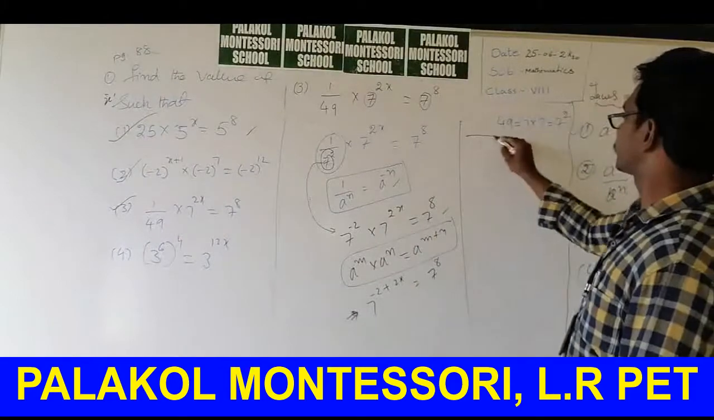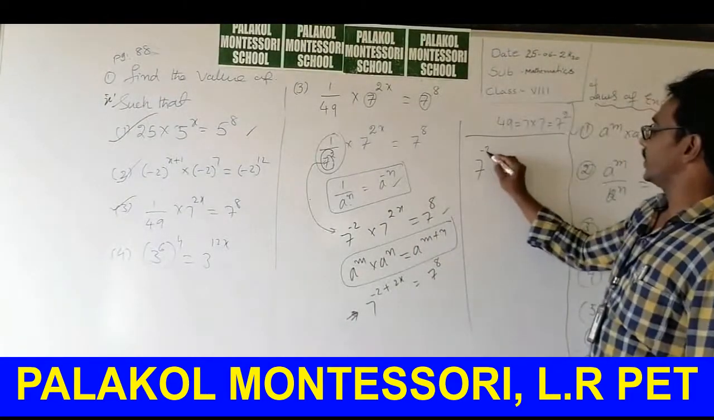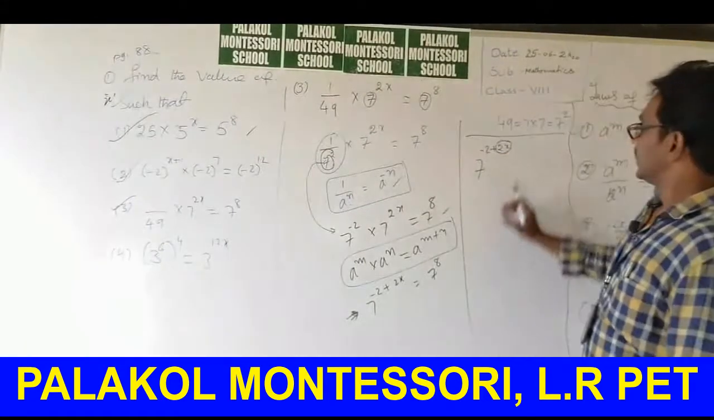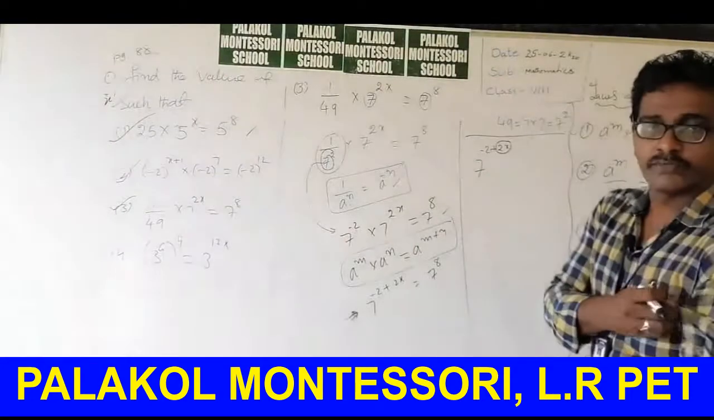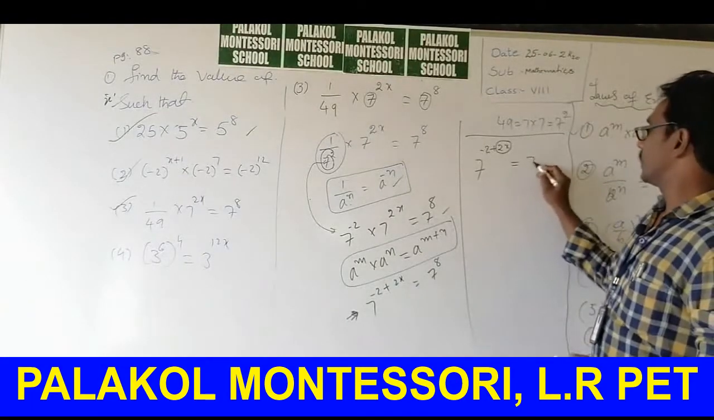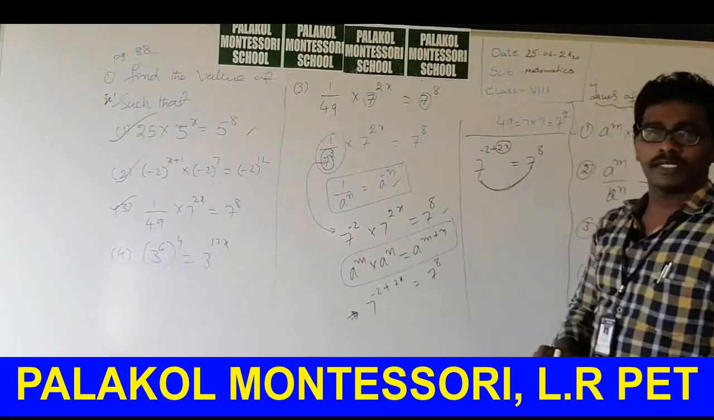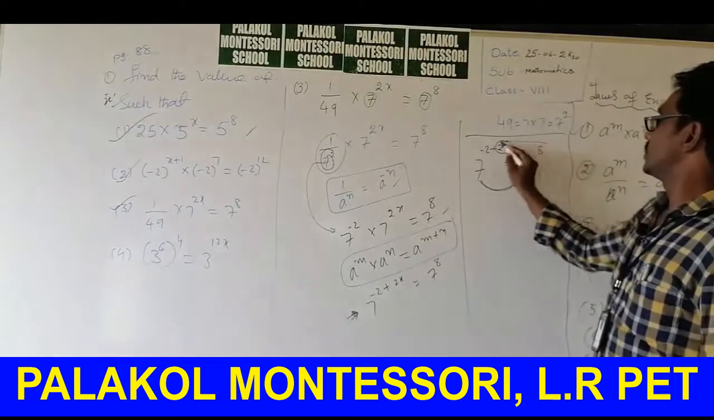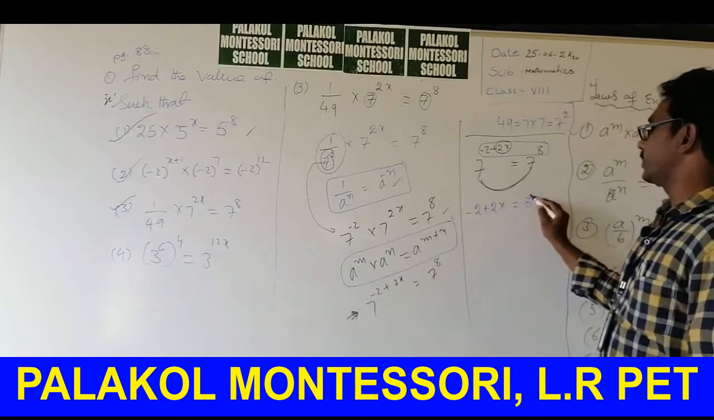Now see, in this simplification, 7 power of minus 2 plus 2x, this is a 2x term, this is a minus 2. This is an algebraic expression, this is a constant term. So simplifying it is not possible. Don't change it. Equal to 7 to the power of 8. Here in this case, bases are equal. If bases are equal, then exponents are equal. Minus 2 plus 2x is equal to 8.